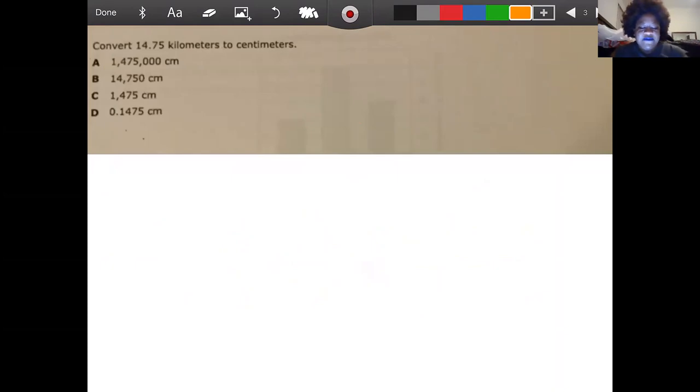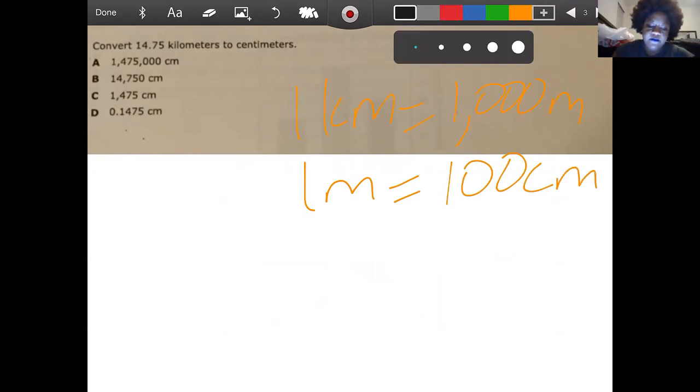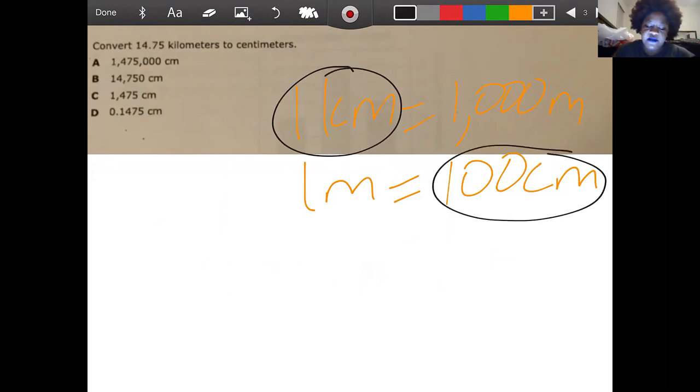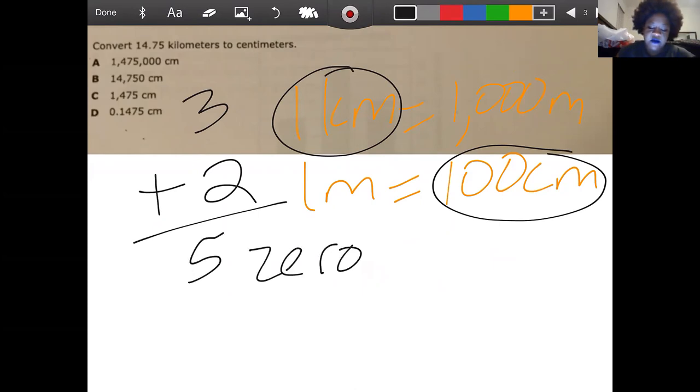Next, convert 14.75 kilometers to centimeters. So once again, if you have your star chart, you're going to look at your star chart. And if it's the metric system, then remember, all you're doing is counting zeros. So on the star chart, kilometers is on one line with meters, and there are 3 zeros on that line because 1 kilometer equals 1,000 meters. The next line is 1 meter equals 100 centimeters. So we're comparing kilometers to centimeters. You have to count the zeros on this first row, which there are 3 zeros, and you have to count the zeros on the second row, which are 2. So there's a total of 5 zeros on both rows.